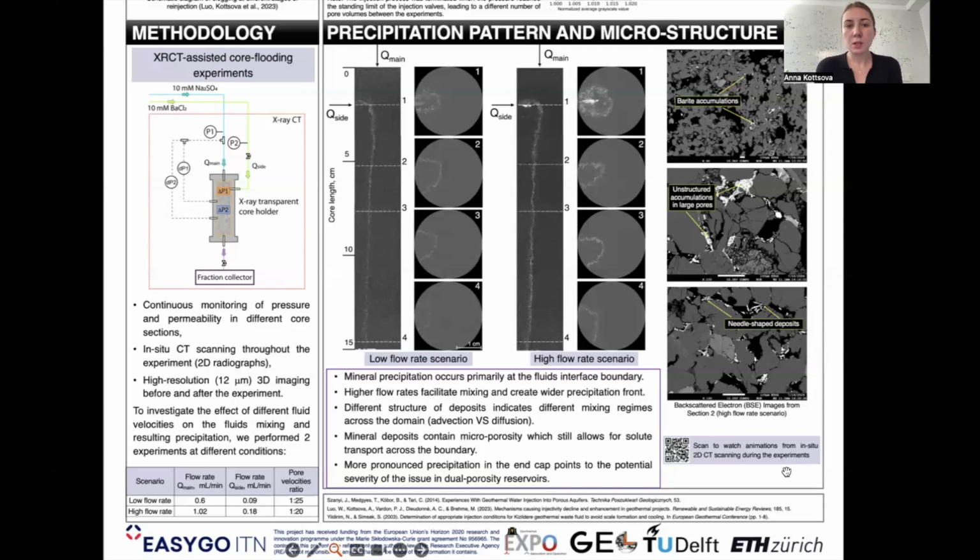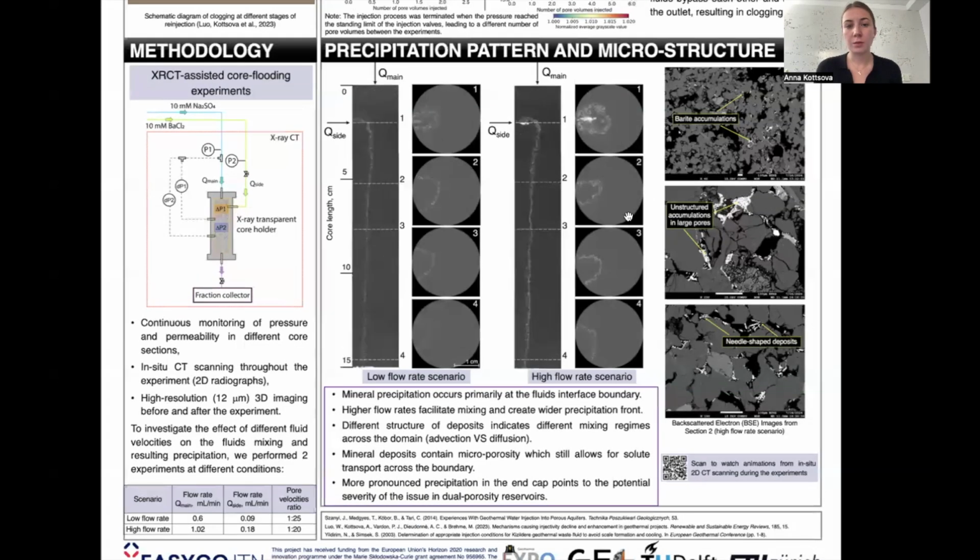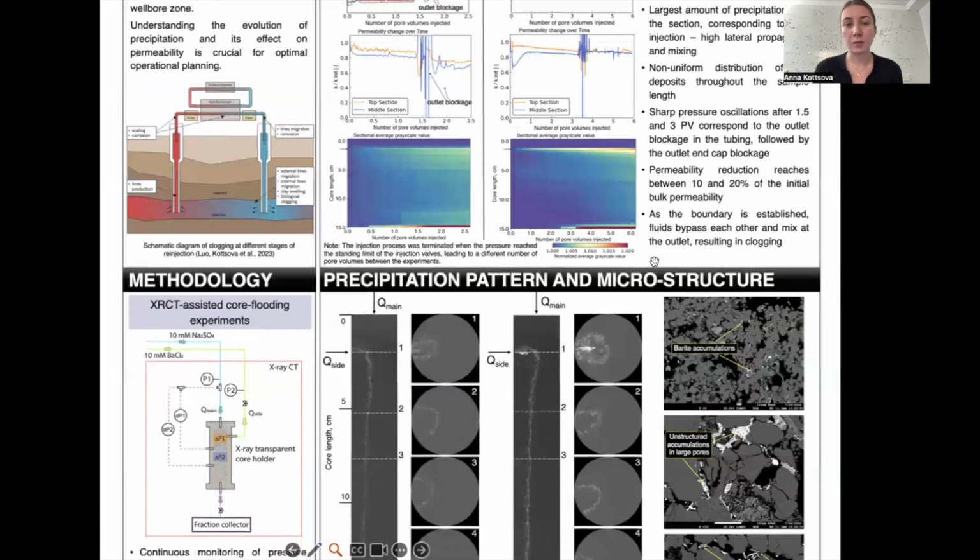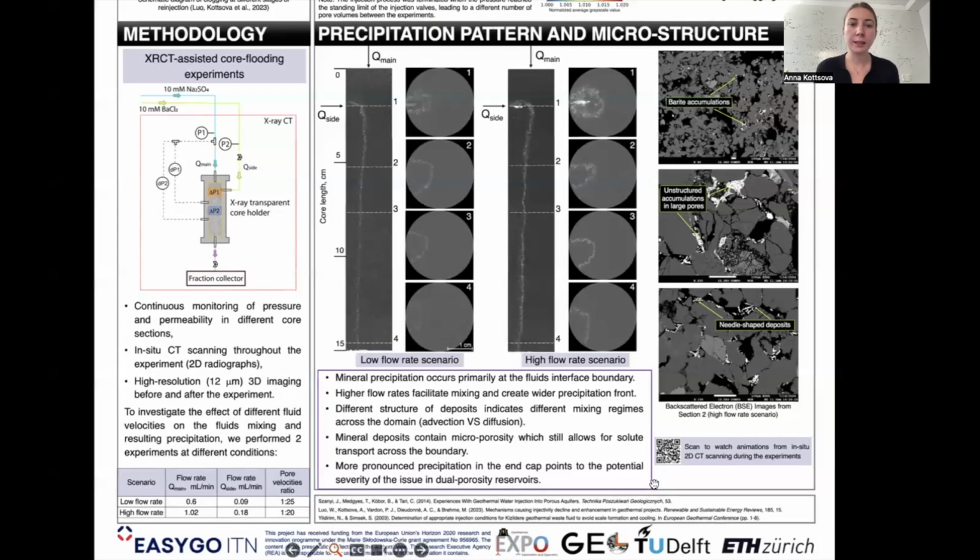If you're interested to see more data from the X-ray CT that we actually obtained, you can scan this QR code and see the animations from the 2D scanning that we performed, which show the same data as the grayscale value above. And we're now in the process of publishing this manuscript. We are submitting it to the journal.